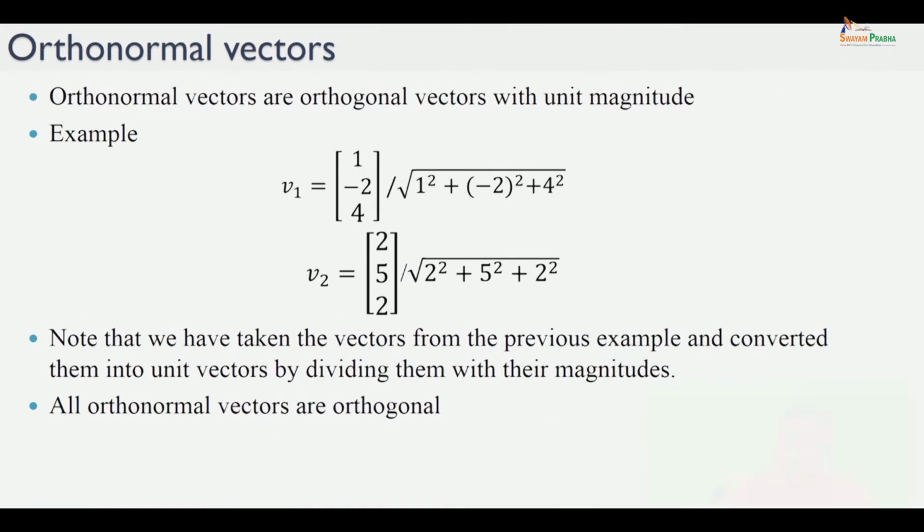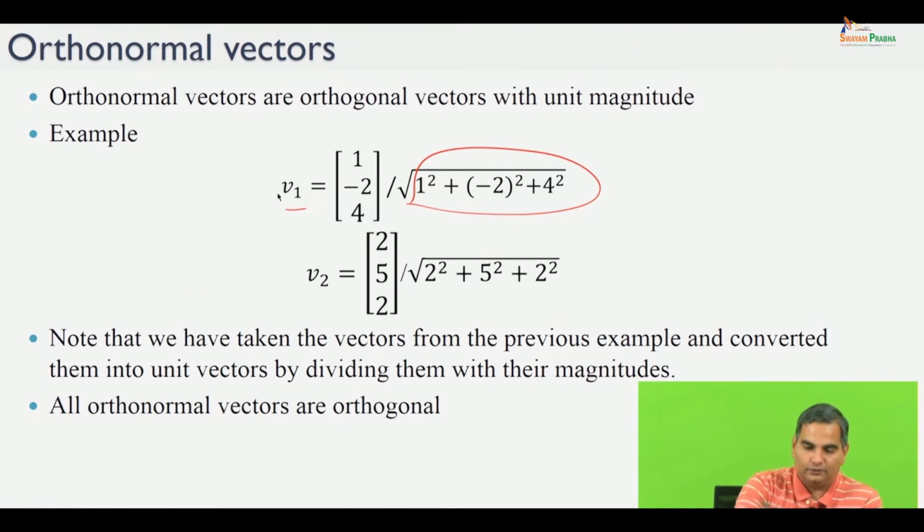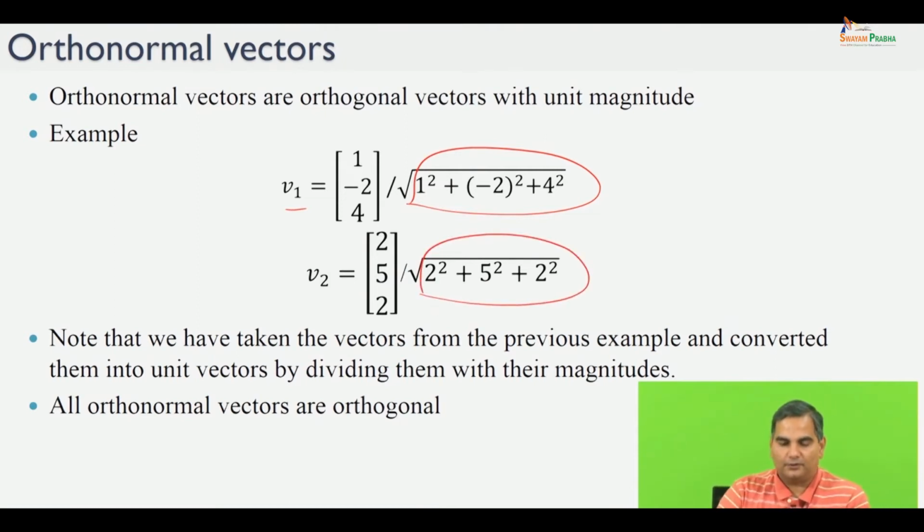Now take the same two vectors which are orthogonal to each other, and you know that when I take a dot product between these two vectors, it is going to go to 0. If I also impose the condition that I want each of these vectors to have unit magnitude, then what I could do is take this vector and divide it by the magnitude of this vector. So this is going to be root of 1 squared plus (-2) squared plus 4 squared. Similarly, I can take this vector and divide it by its magnitude, which is going to be root of 2 squared plus 5 squared plus 2 squared.